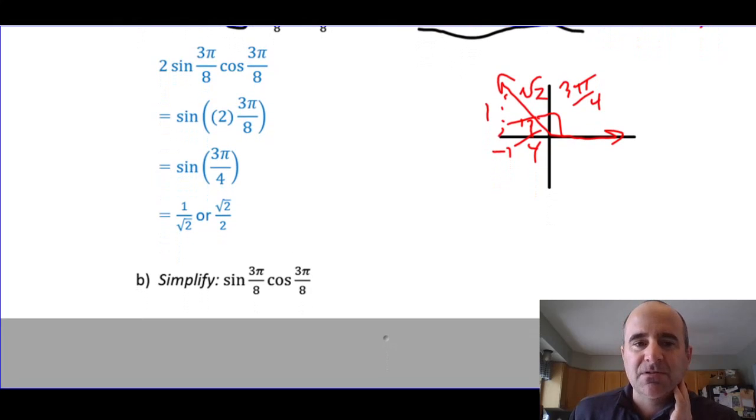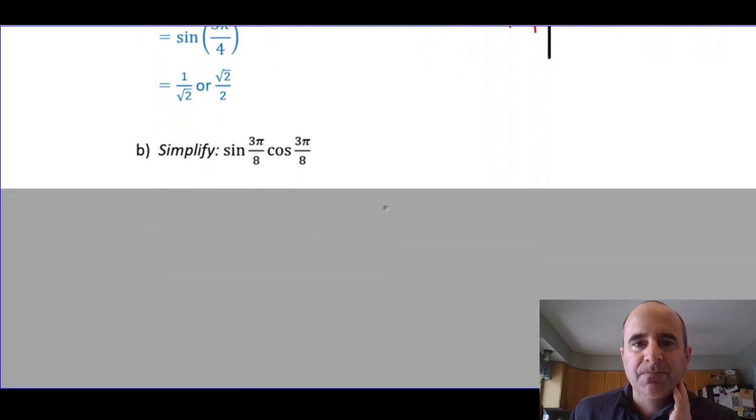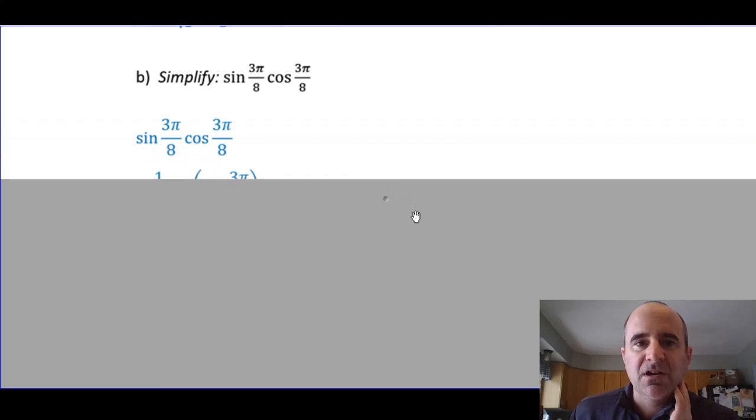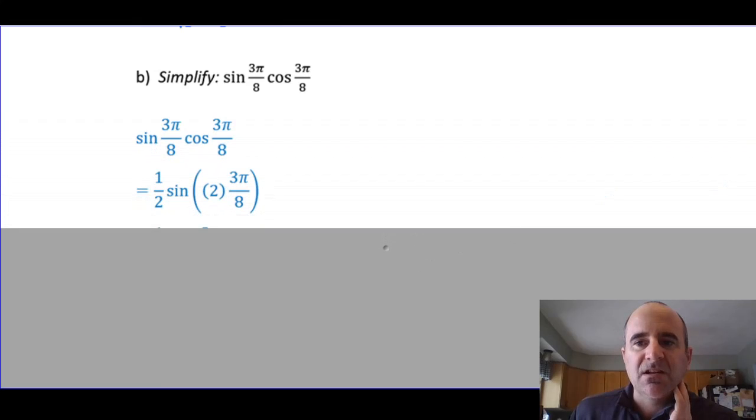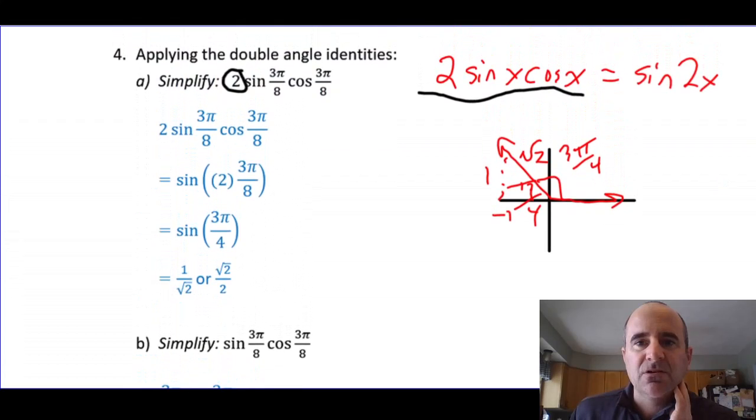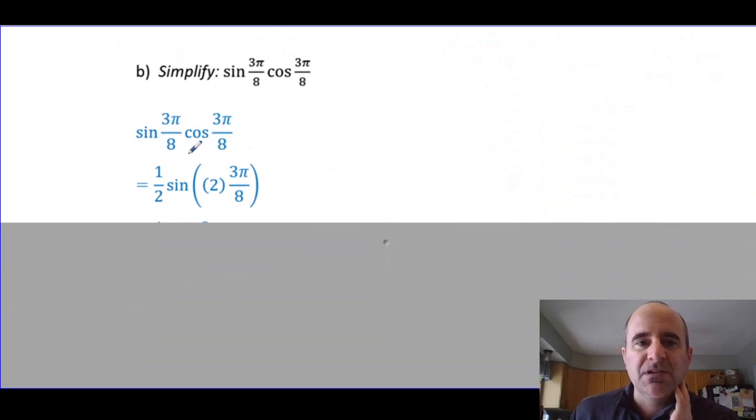That actually happens quite a bit. So in this case, what would we do? Well, we could look at it and just say, okay, instead of having the left side of the equation, 2 sine x cos x, we have half of that, which just means we have half of sine of 2x, and x, of course, being 3 pi over 8 here.